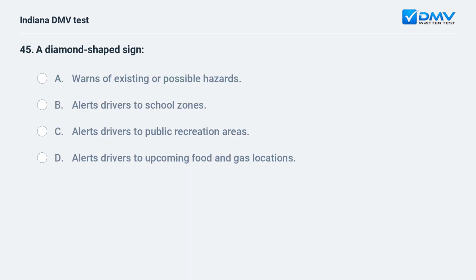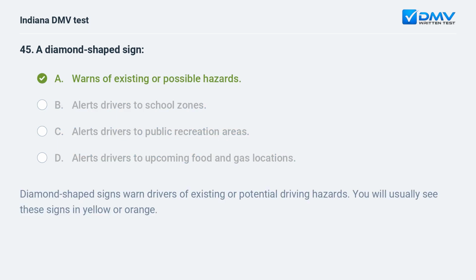A diamond-shaped sign? A. Warns of existing or possible hazards. B. Alerts drivers to school zones. C. Alerts drivers to public recreation areas. D. Alerts drivers to upcoming food and gas locations. A. Warns of existing or possible hazards. Diamond-shaped signs warn drivers of existing or potential driving hazards. You will usually see these signs in yellow or orange.